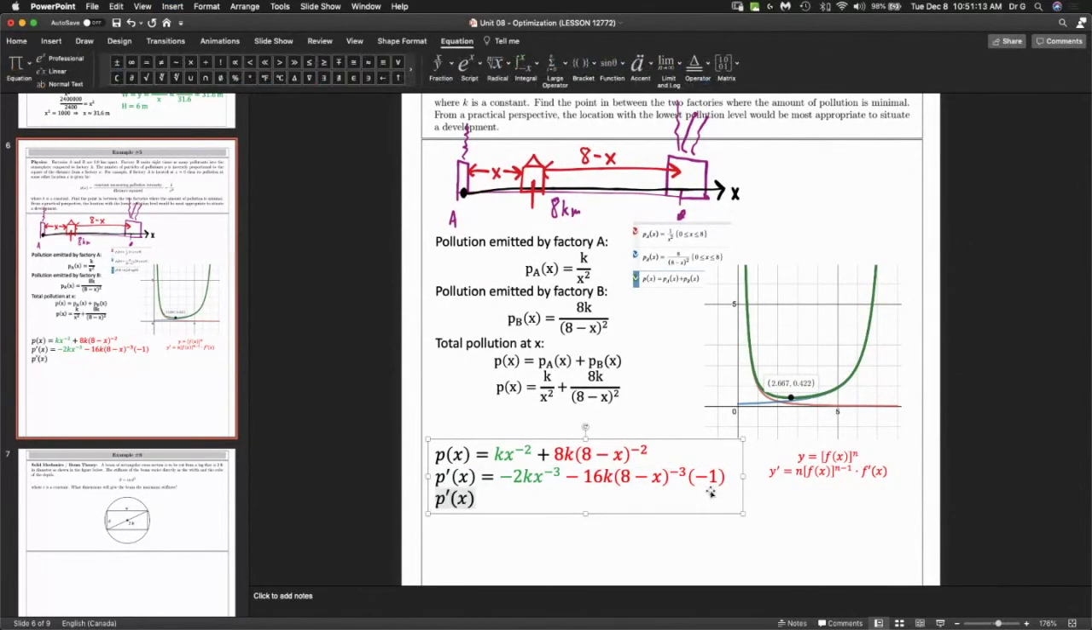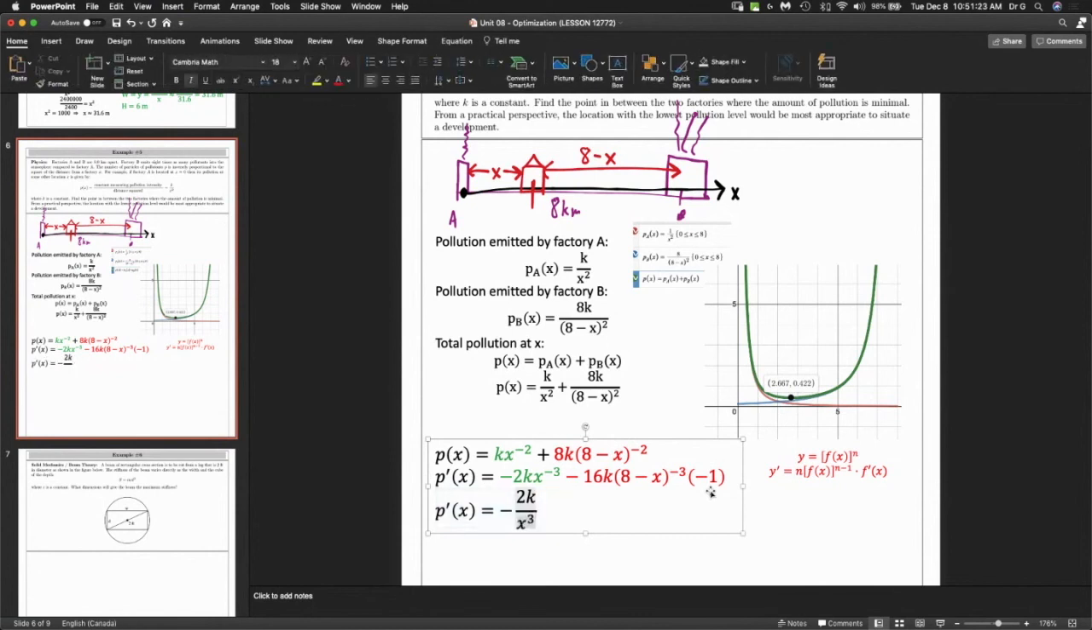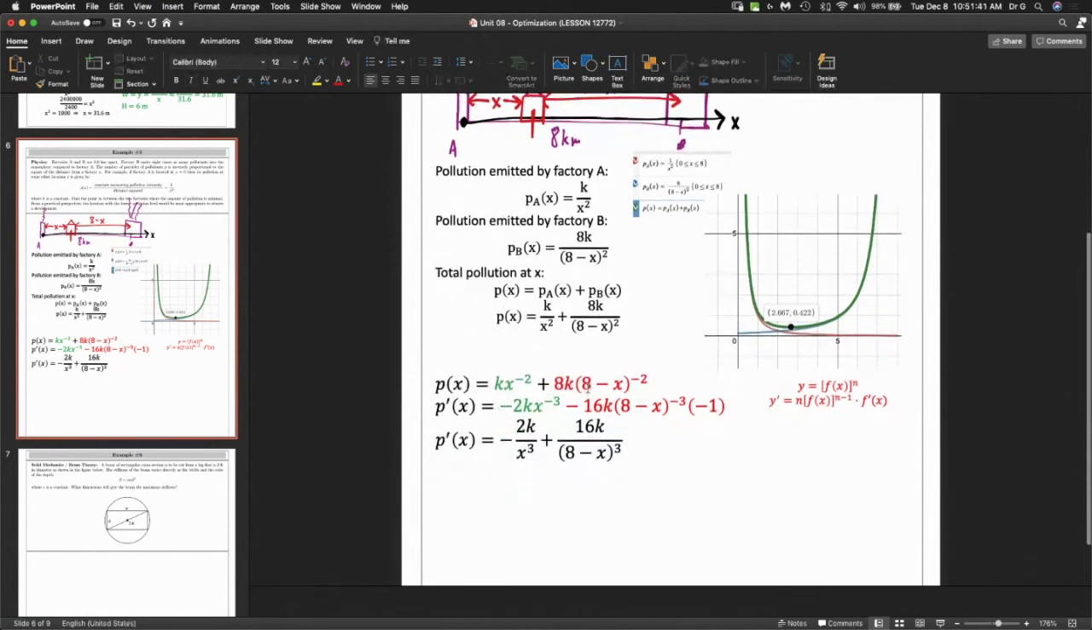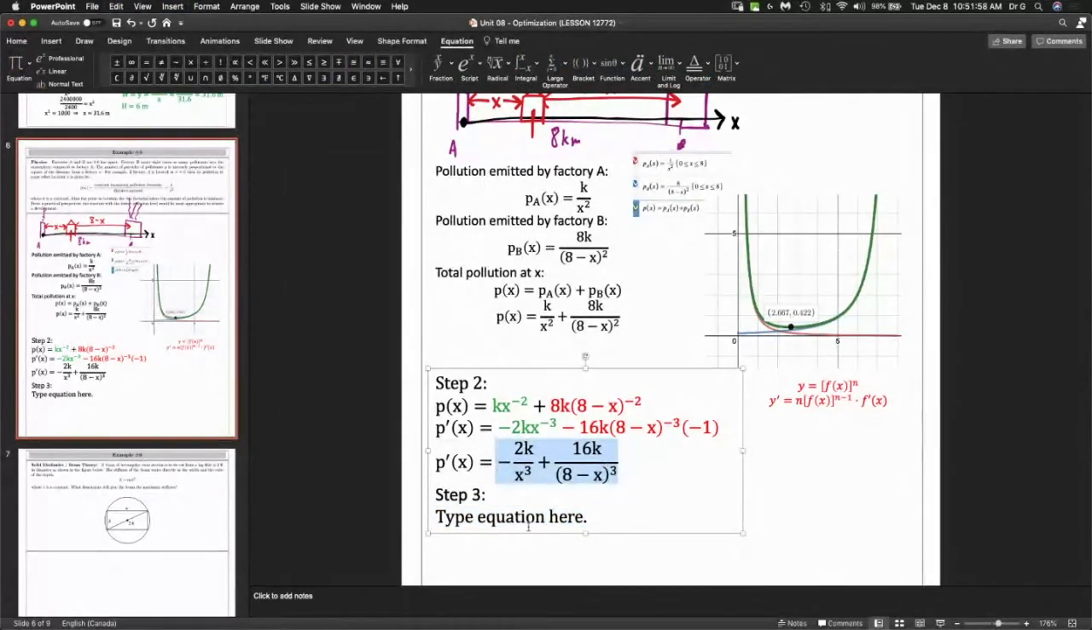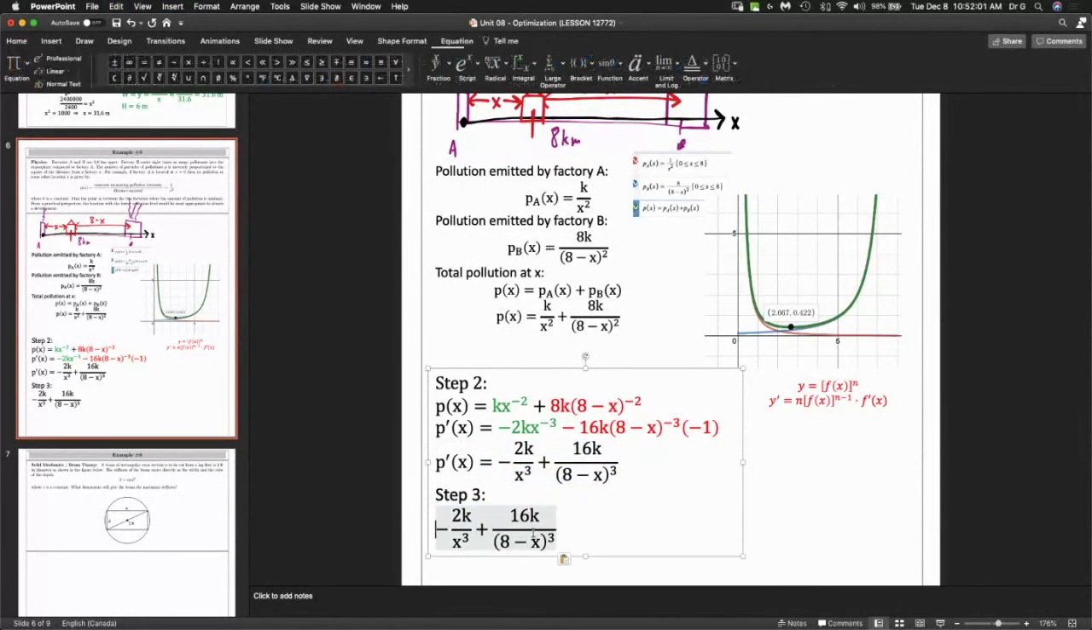we have p prime of x equals, let's clean this up here and write it with positive exponents. That's negative 2k over x cubed. If you're getting a little bit tired or rattled, we're almost done the question. Like literally right now we're just doing a bit of algebra and we're done. So we'll get here plus 16k over 8 minus x cubed. And now, that was step 2 by the way. That was all step 2. So we set this equal to 0. And you'll see that we're in the home stretch now.